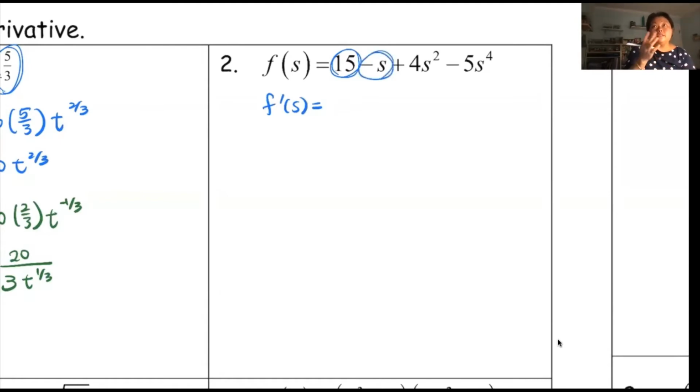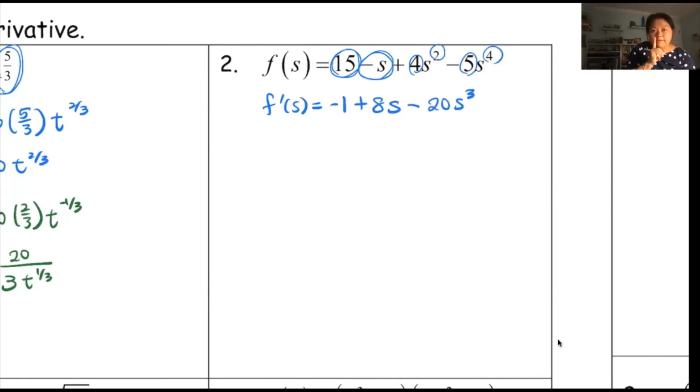Negative s is essentially negative 1 times s. So you have a coefficient in front of the s, and so your derivative is negative 1. That is your coefficient. Plus, now you're going to slowly get used to this, and eventually we are hoping that you can just take your coefficient and multiply by the exponent and do that in one take. So you can go ahead and do 4 times 2, that gives me 8, and keep s to the 1 power, and then minus 5 times 4, 20, s cubed.